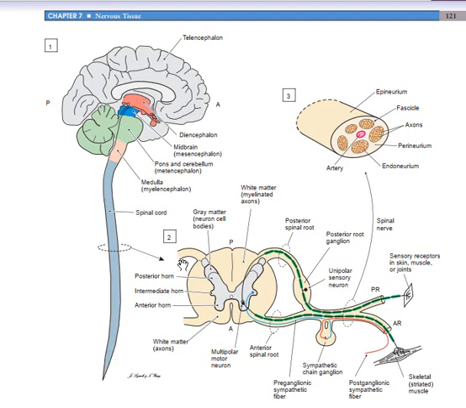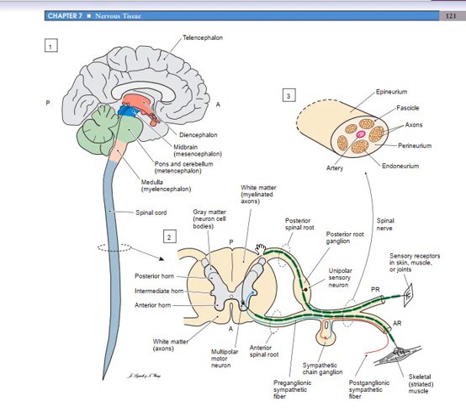Now the transverse section of the spinal cord shows the gray matter of the neuronal cells. It shows the posterior horn, the intermediate horn, and the anterior horn. All this is the gray matter, and laterally you have the white matter with the columns. This is the myelinated axon. At the end of the white matter, we now have the two roots. This is the spinal nerve here.